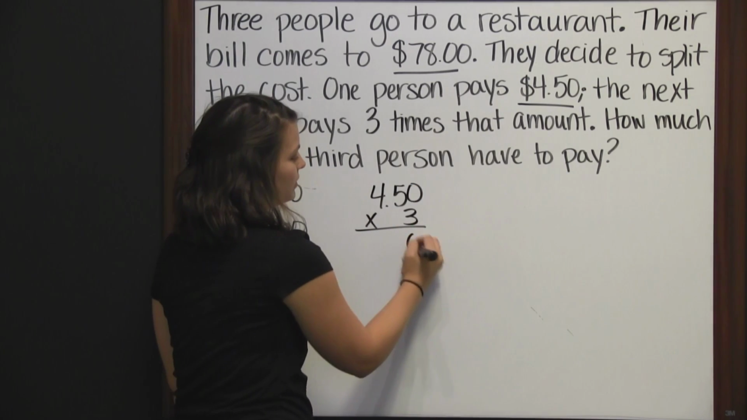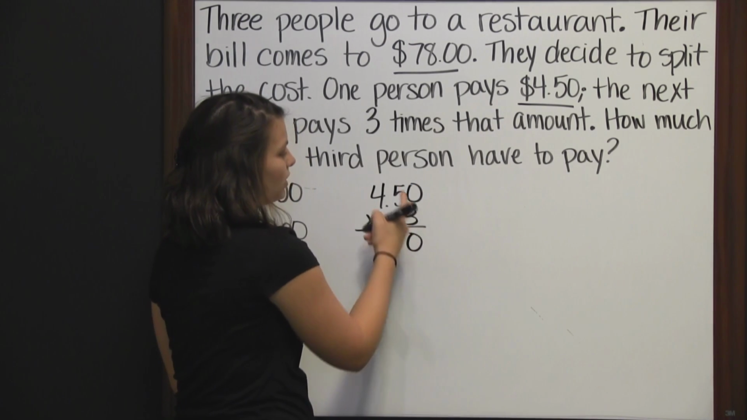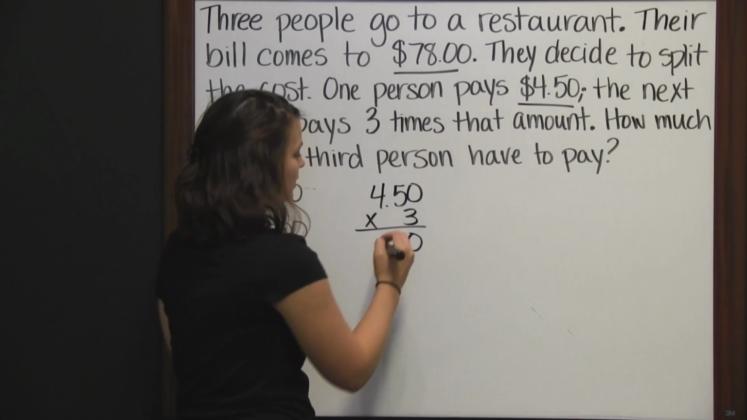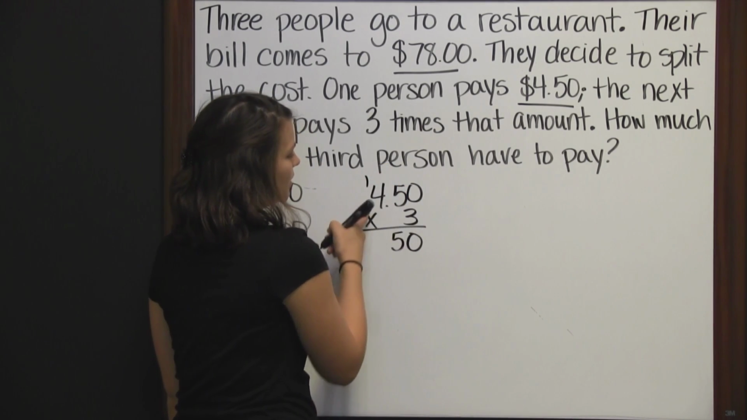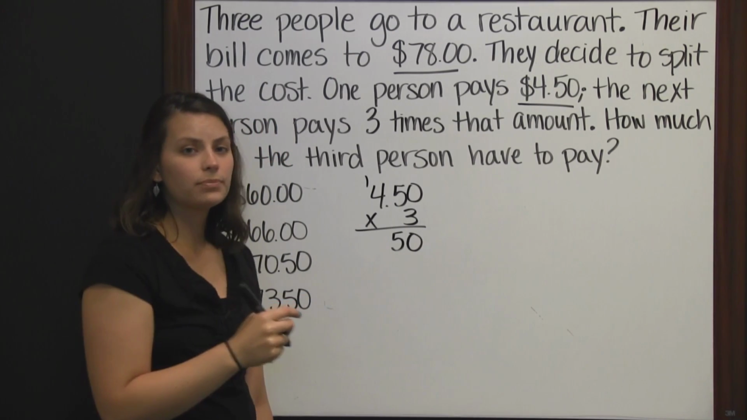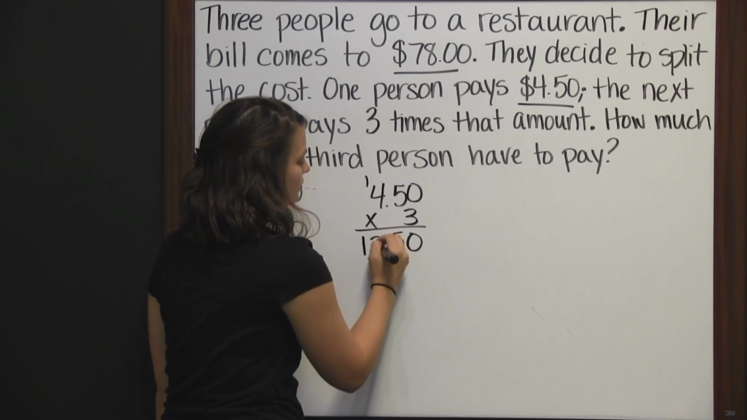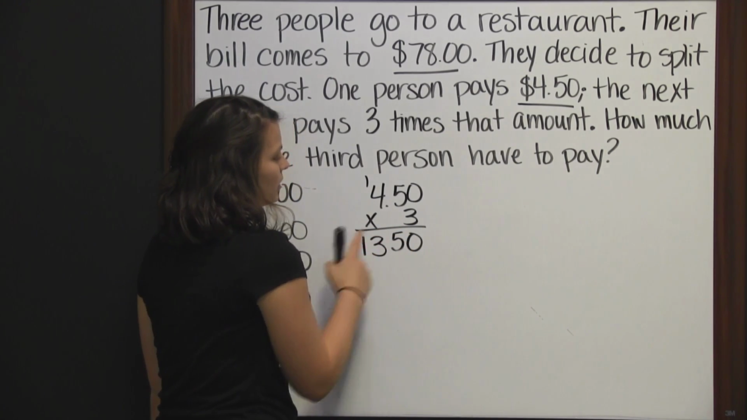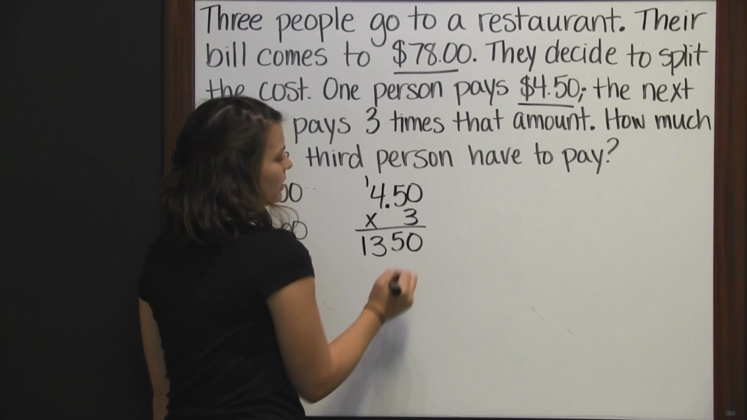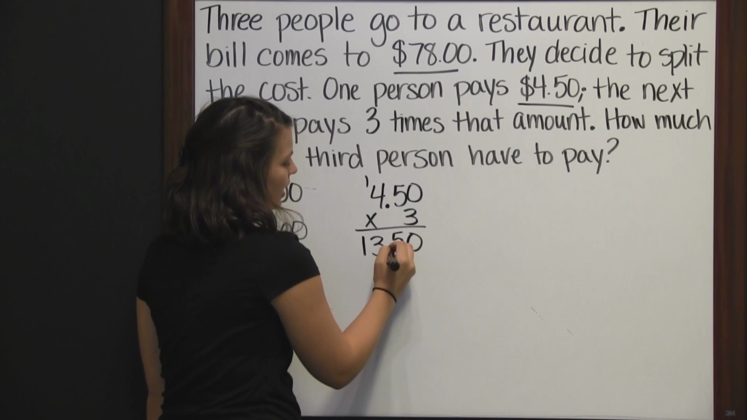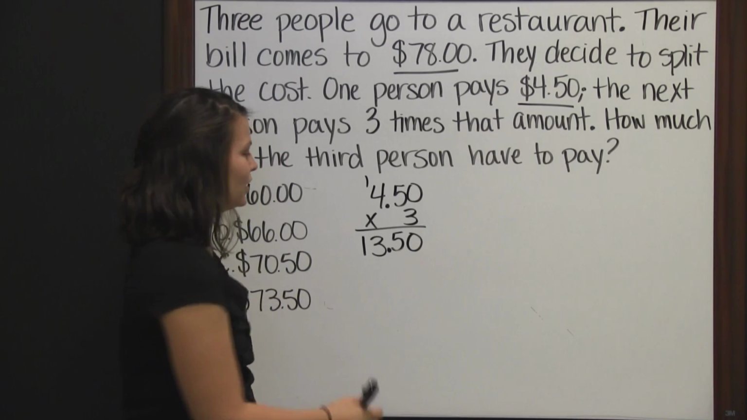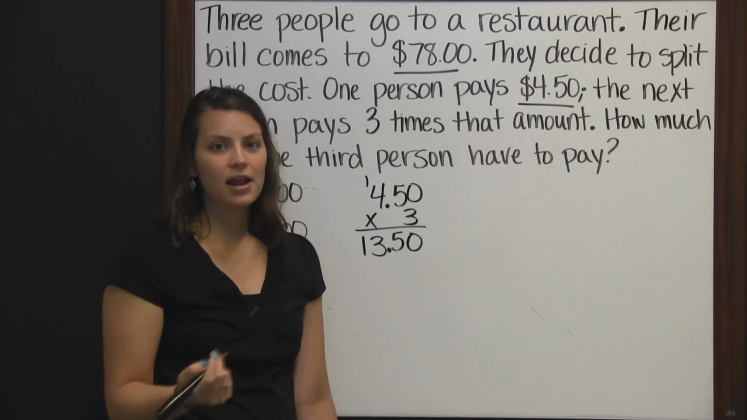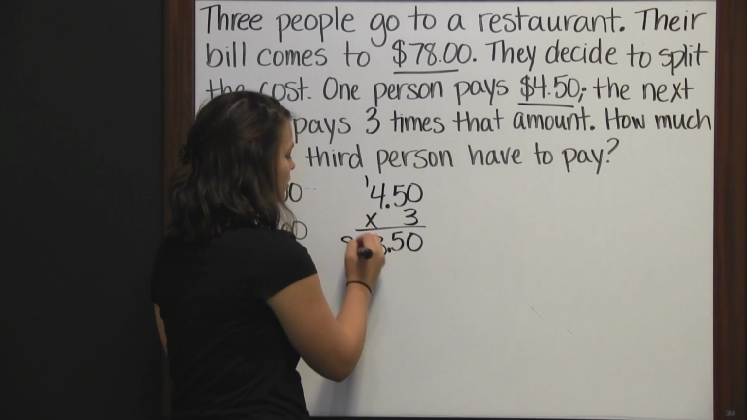3 times 0 is 0. 3 times 5 is 15. So write the 5, carry the 1. 3 times 4 is 12, plus 1 is 13. Since we have 2 numbers behind the decimal place here, we have 2 numbers behind the decimal place in our product. So that means that the second person ended up paying $13.50.